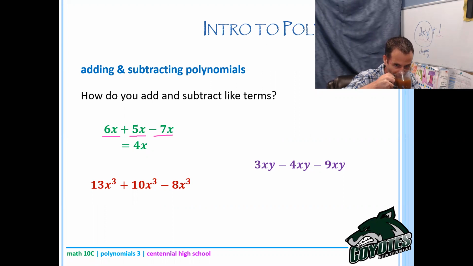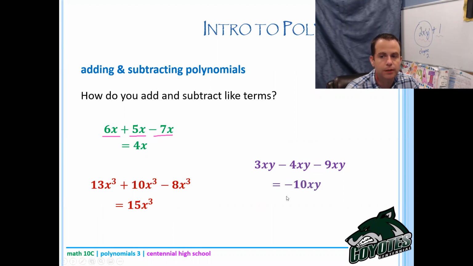Okay, so I'm going to scoot down to the red guy. I had 13x cubed plus 10x cubed minus 8x cubed. Altogether, that gives me 15x cubed. 3xy minus 4xy minus 9xy altogether gives me negative 10xy. Okay?